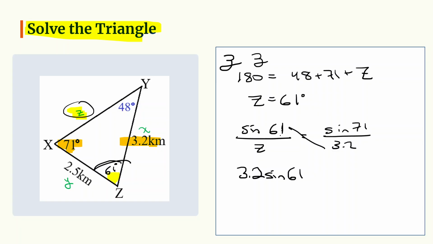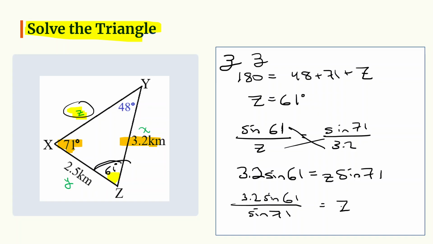So 3.2 times sine 61 equals z times sine 71. We're going to divide both sides by sine 71. So 3.2 sine 61 over sine 71 equals z. All of that will give me side z. So if I type that into my calculator, I get that z is, well, it says 2.96 something, so it's basically 3.0, and we are measuring in kilometers. So side z, little z, is 3.0 kilometers.